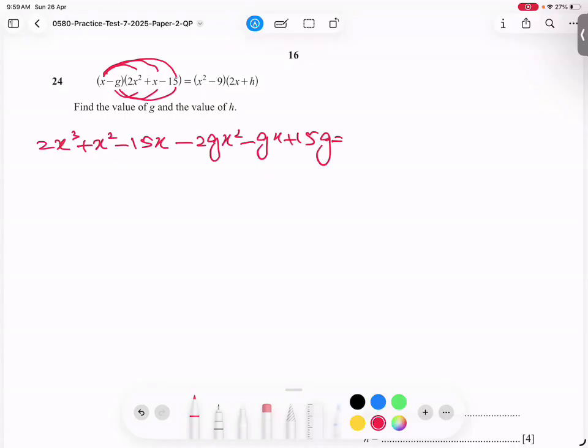Now same story on the right side: this multiply and multiply. We are getting 2x cube plus x squared gh. Now this 9 multiplies: negative 18x and negative 9h.